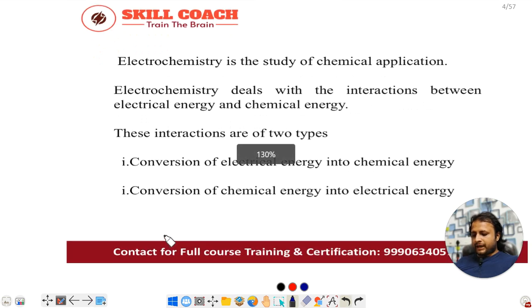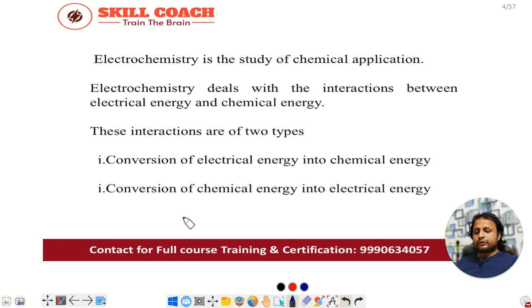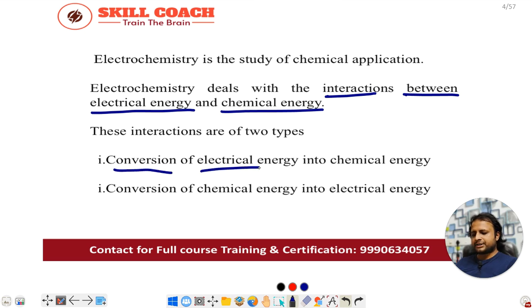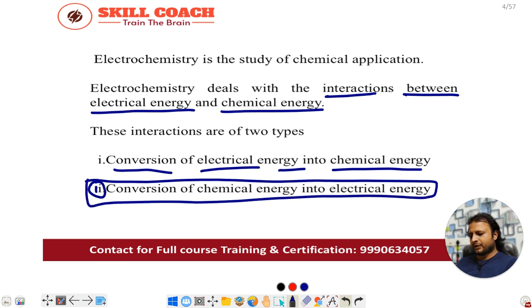So basically the battery or cell is part of electrochemistry, and electrochemistry is the branch of science which deals with the interaction between electrical energy and chemical energy. And friends, there are only two kinds of interaction. First is the conversion of electrical energy into chemical energy, and second is the conversion of chemical energy into electrical energy. And this second type is what we are going to cover in terms of the battery.